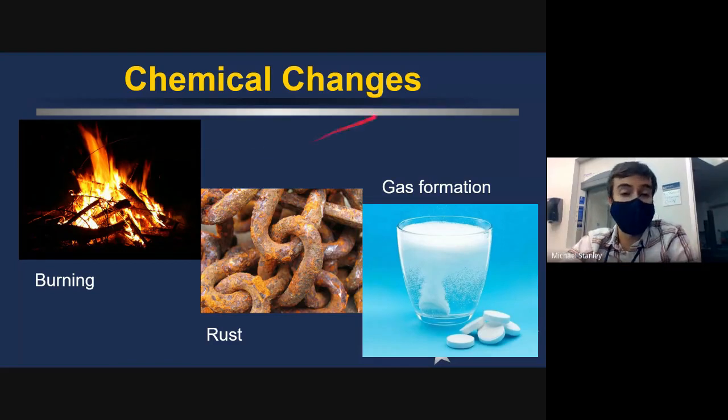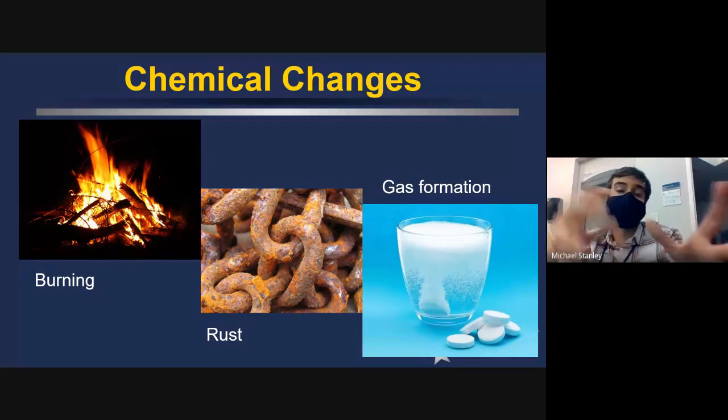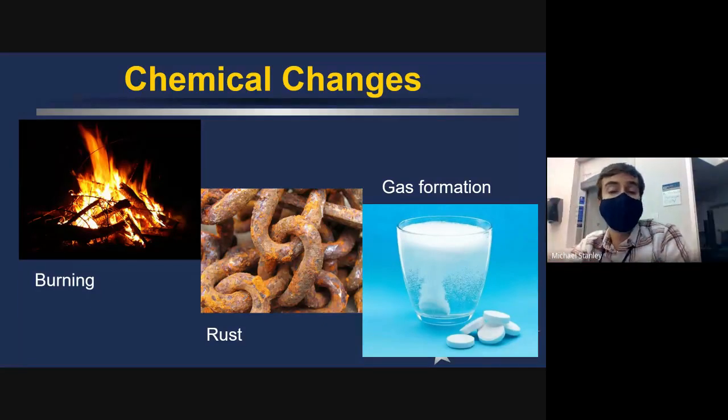So that's how you know that a chemical change has occurred. You started with this big wooden log, but now it's been changed into smoke that floated up in the air and ash that was left over on the ground. So you started off with one substance, but you ended up with totally different substances. That means you had a chemical change.